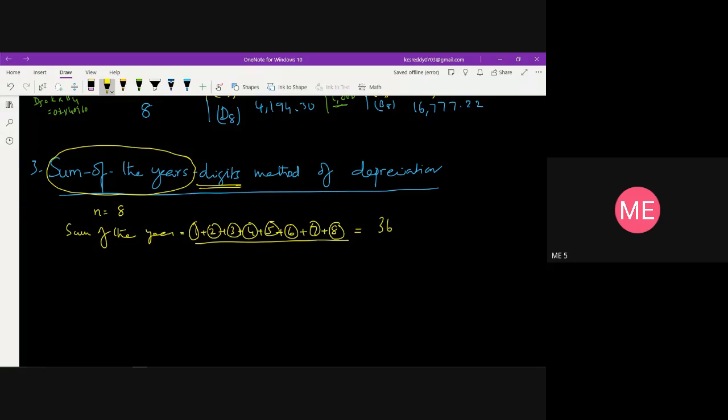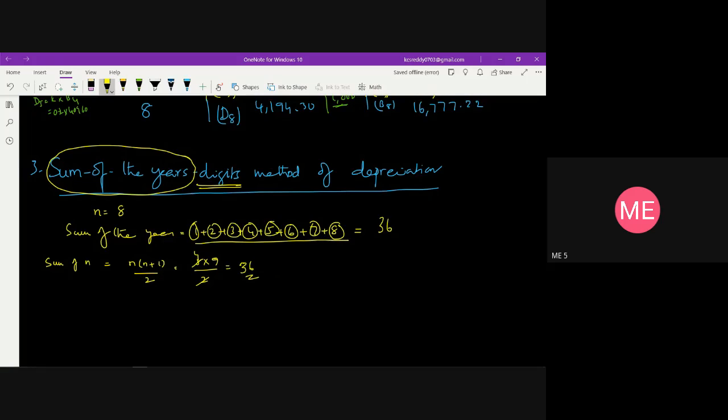So we'll be getting 36. The sum of n consecutive numbers is given by the equation n into n plus 1 by 2. So 8 into 9 by 2, which is 36. You can use this equation this way, for any n. So the sum of the years is nothing but adding all the years, and that will be taken as the sum of the years.